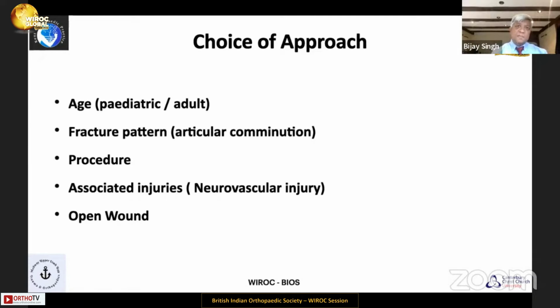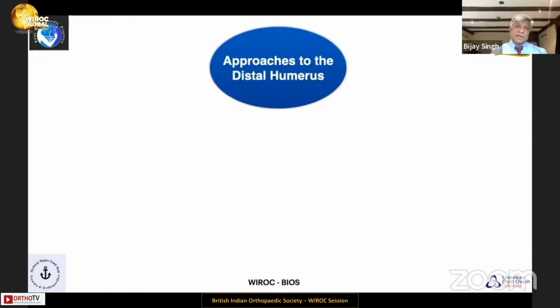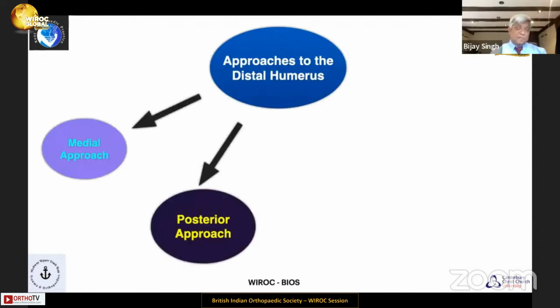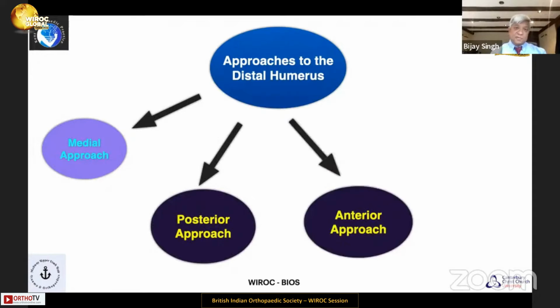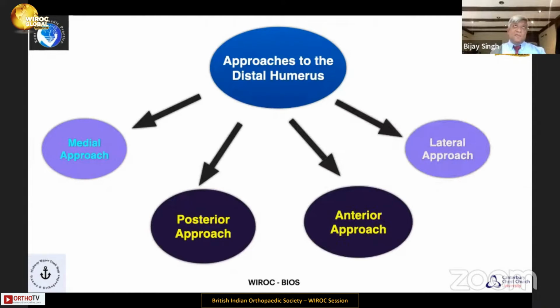is an open wound. If we look at a bit more detail to the distal humerus, so you've got your medial approach, your posterior approach, your anterior approach, and the lateral approach. For an adult distal humerus fracture, the posterior approach is what is most commonly used.